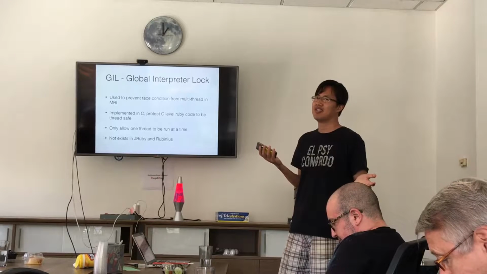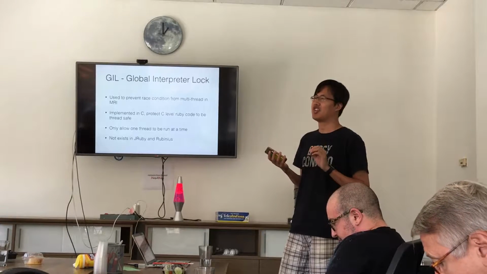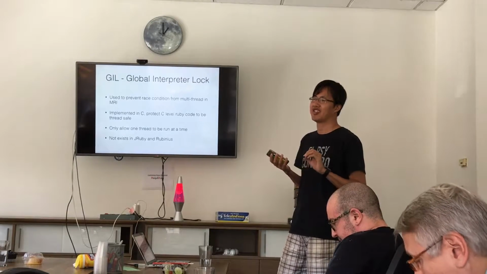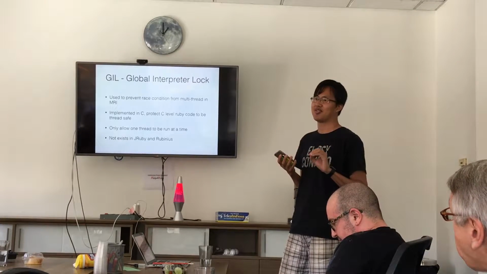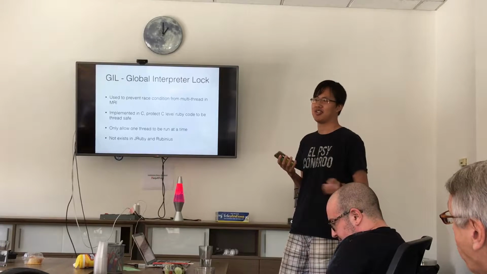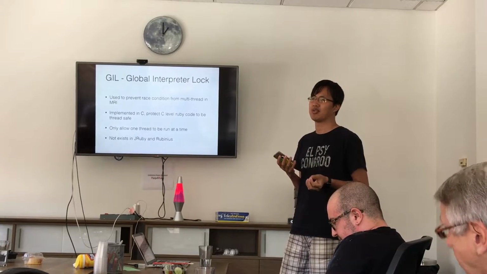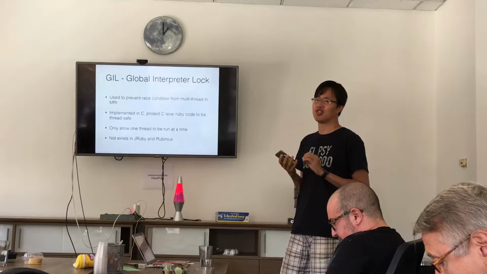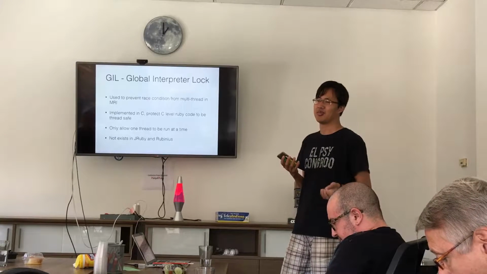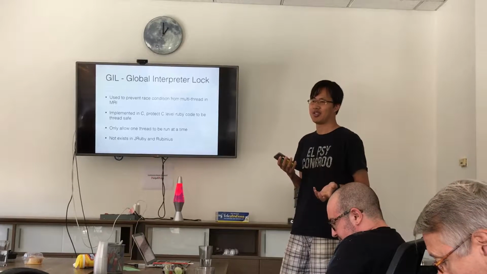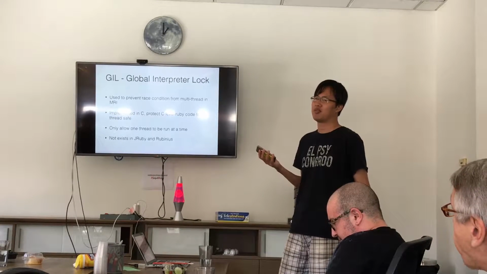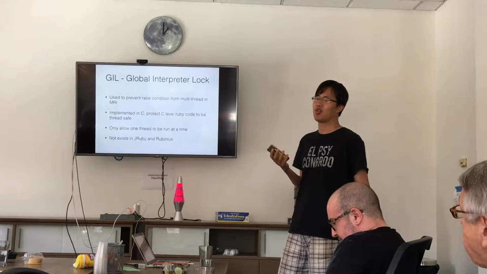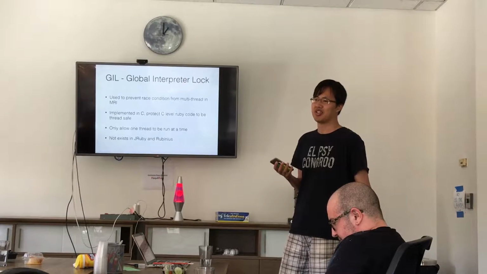The Ruby team sees this GIL, the global interpreter lock, as a feature, not a bug. Basically they don't plan to change it in the near future. They're talking about removing it in Ruby 3 and introducing a new model to manage memory, but it's still in discussion. What this does is prevent any possibility of corrupting data while Ruby is running. It's the easiest way to implement.